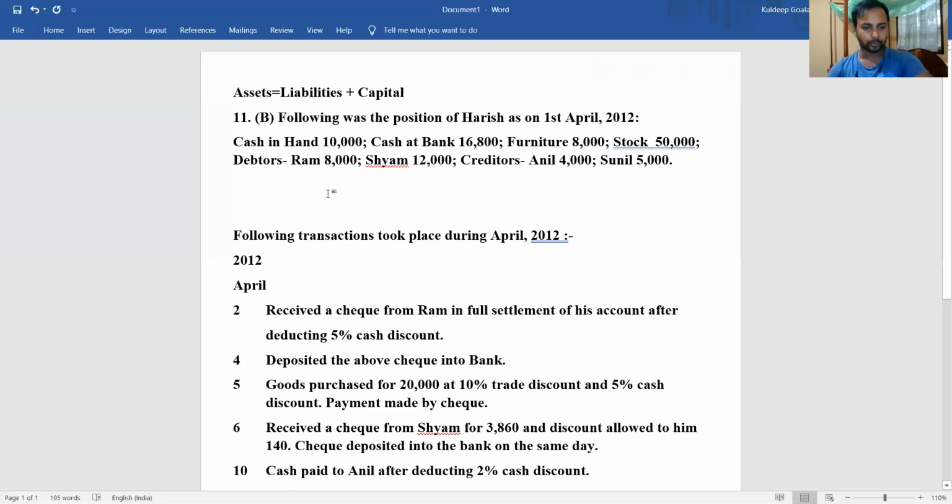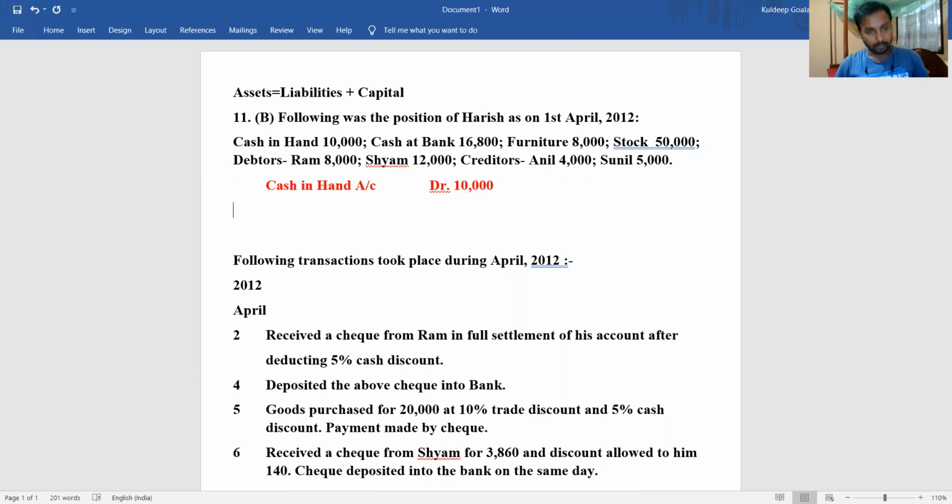Like here we are going to show the entry. Just see how it is going to come. First of all, the assets we are going to write down. Starting with cash in hand, it will be debit as I told you. So cash in hand account debit. How much was the cash in hand? 10,000. So 10,000 will be debited. Again, cash at bank 16,800 also will be debit.